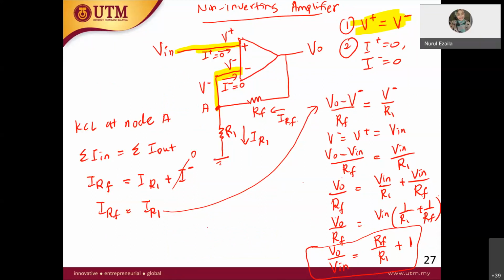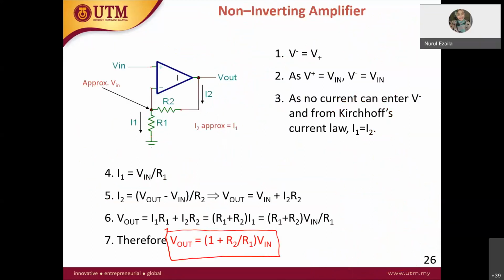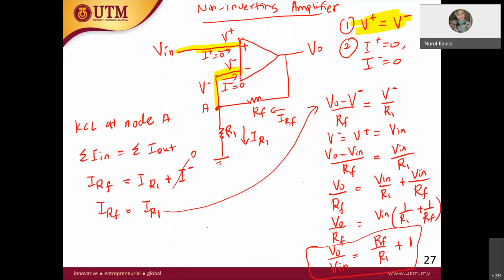RF over R1 plus 1. Okay, the same thing. If I write down here again, V out over V in equals 1 plus R2 over R1. Okay, the same thing. So why do I derive this?